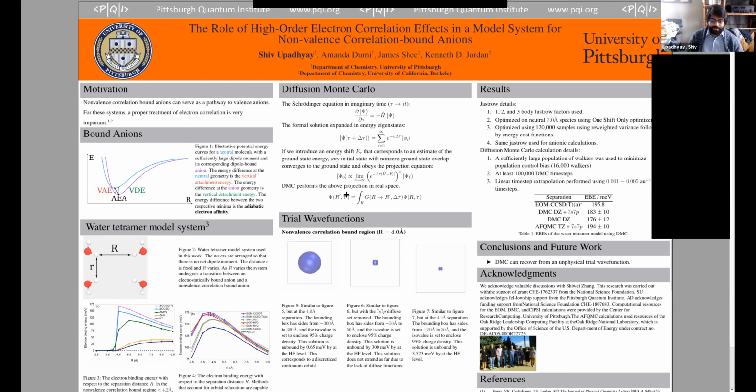DMC performs this in real space, and it was hard to imagine that this would work because your trial wave function is going to have collapsed onto the continuum, meaning the electron fell off. But what we're able to see in this table here is diffusion Monte Carlo is able to recover this binding, and it doesn't have a basis set dependence as other methods would have. All right, that's all I have to say.